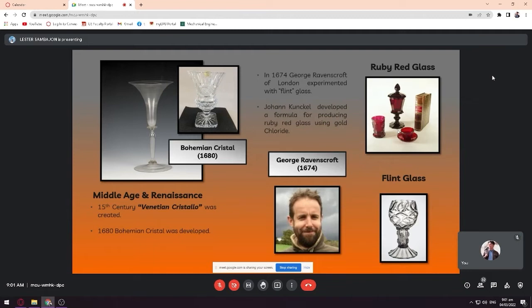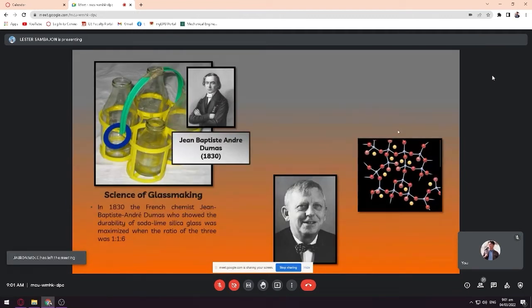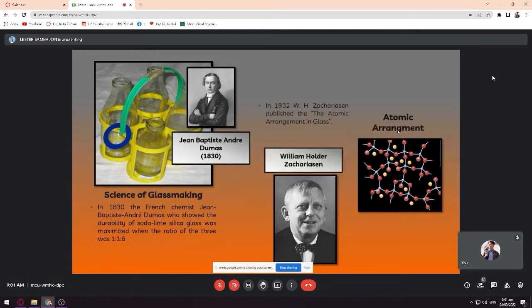So next, let's go on to the science of glass. Now, the chemical revolution of the 18th and 19th centuries brought greater understanding of the principles of glass making. It was the French chemist Jean-Baptiste André Dumas who showed in 1830 that the durability of the soda lime silica glass was maximized when the ratio of the three was 1:1:6. This is essentially the modern soda silica composition.